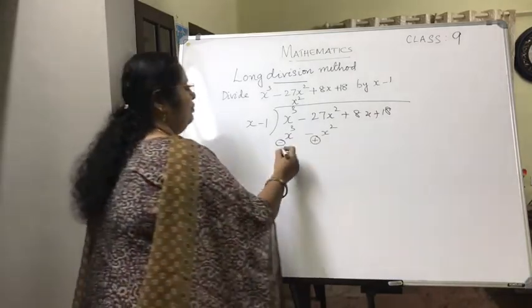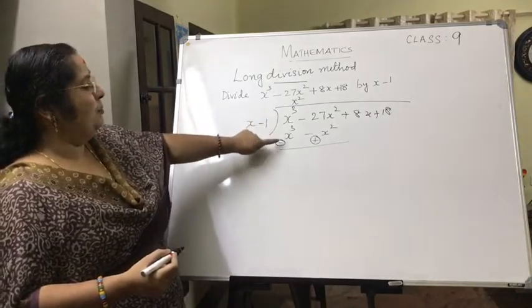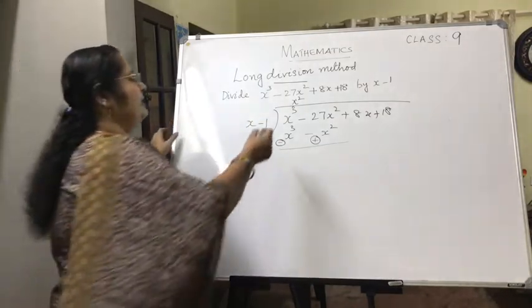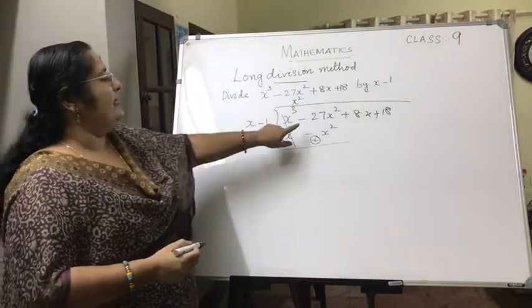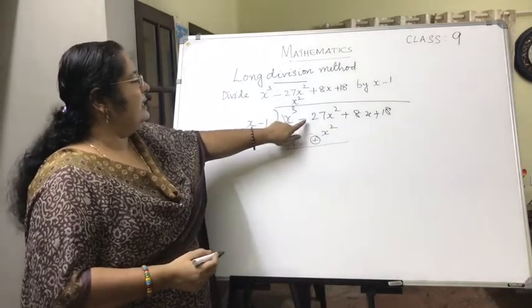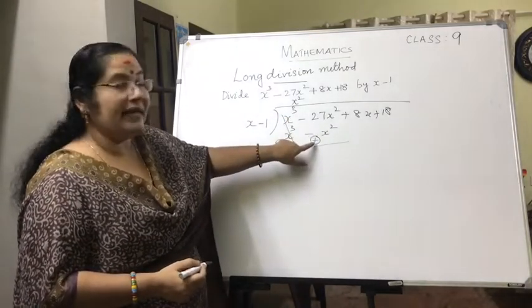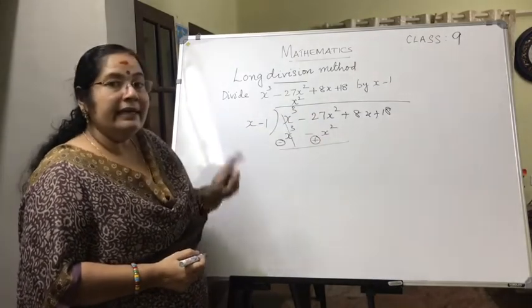Now what you should do? You are going to subtract. X cube minus x cube. What are you getting? 0. So the term gets cancelled. You can cancel the term. Next, second term let us take. Minus 27 plus 1. Here it is not minus, the sign is changed now. It is plus. So x square, you are only taking the coefficients.